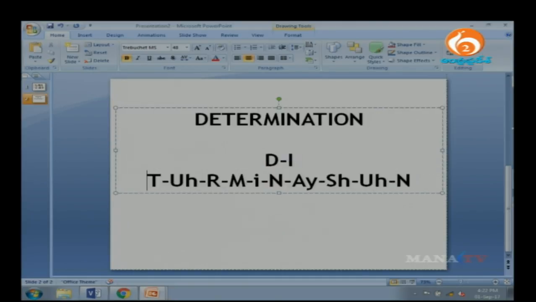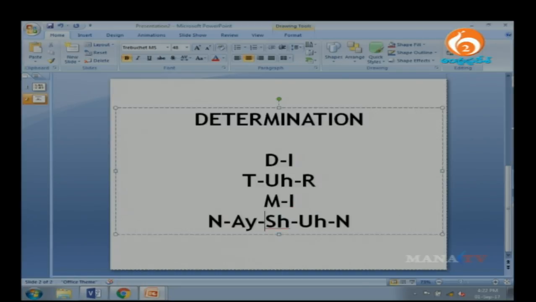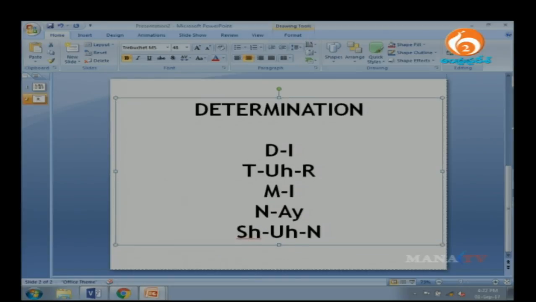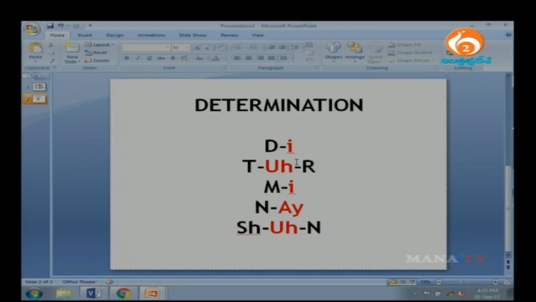D, T, me, ne. I'm going to mark the vowel sounds now. Determination. 5 syllables, 5 vowel sounds. So, the number of syllables in a word is equal to the number of vowel sounds. So, this is how I break determination.